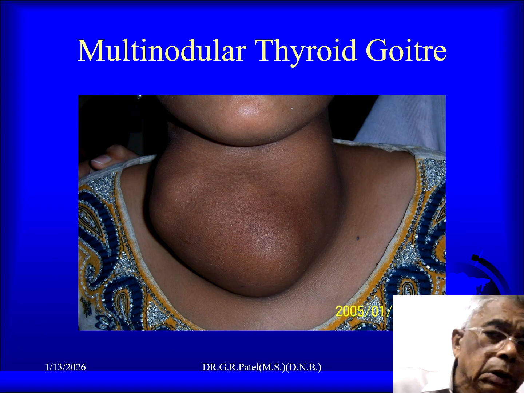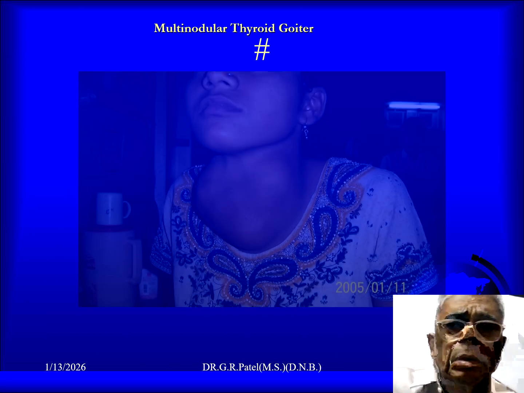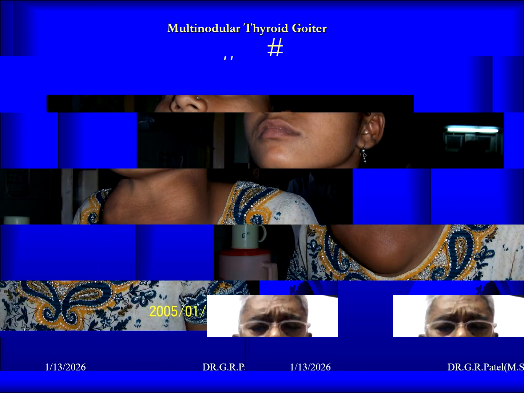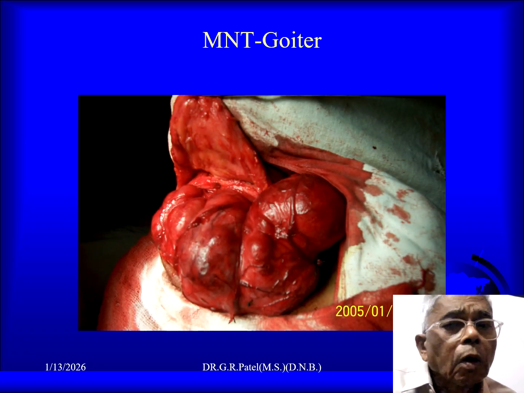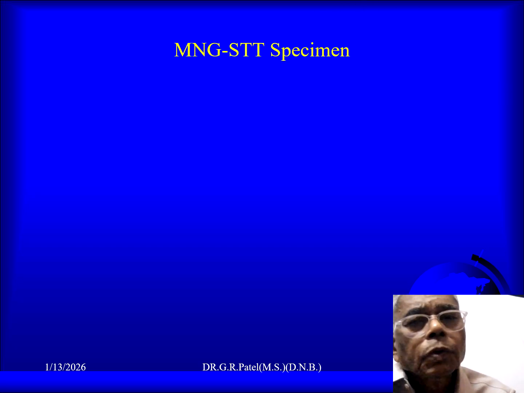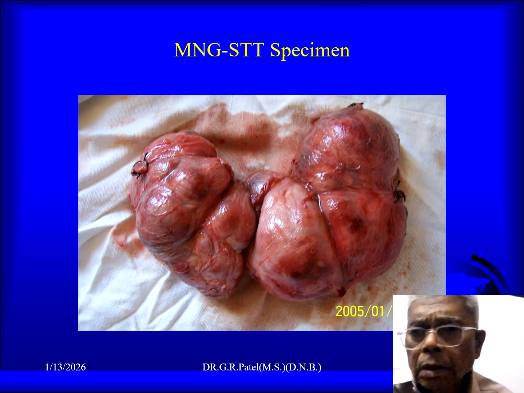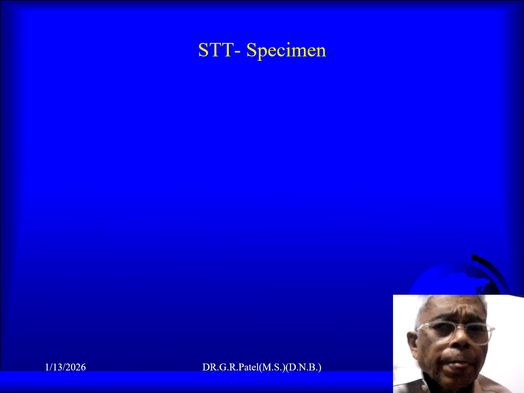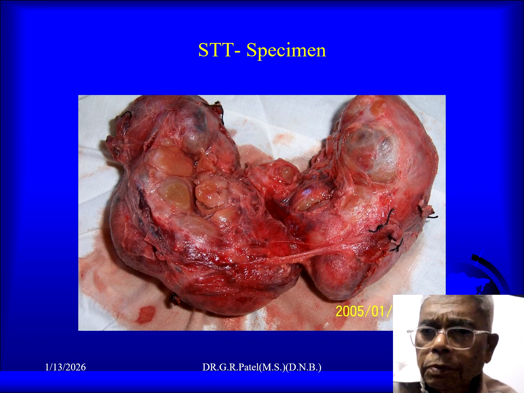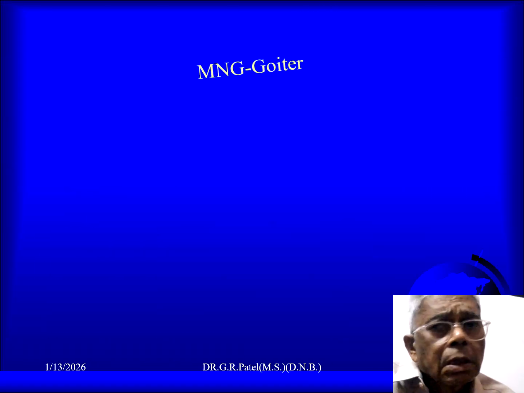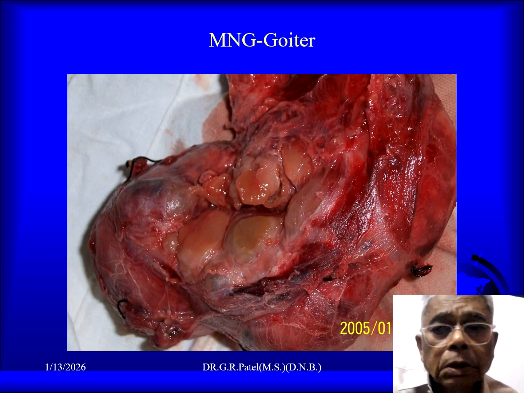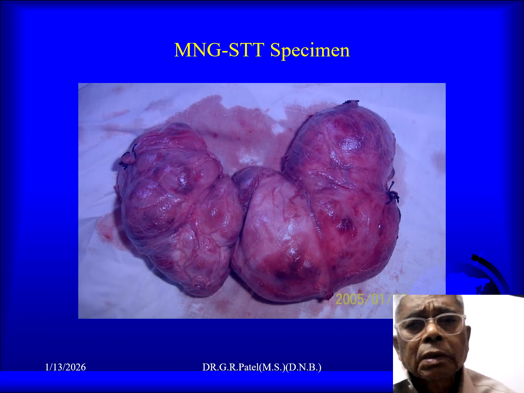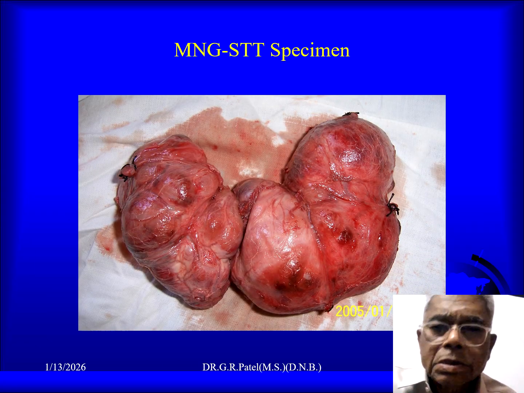Multinodular goiter in a young girl. Multinodular goiter, common presentation. Patient was subjected to STT. Multinodular goiter, STT specimen has been excised. STT specimen, multiple nodules are seen. The isthmus also has been removed. Multinodular goiter specimen. Multinodular goiter, STT specimen.